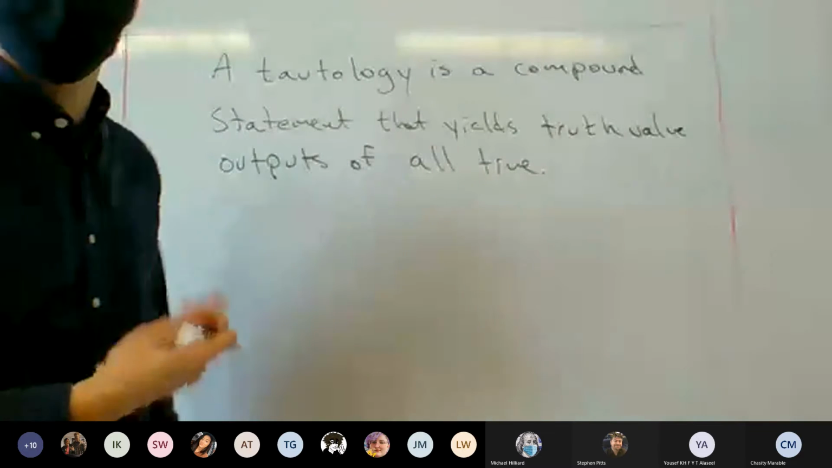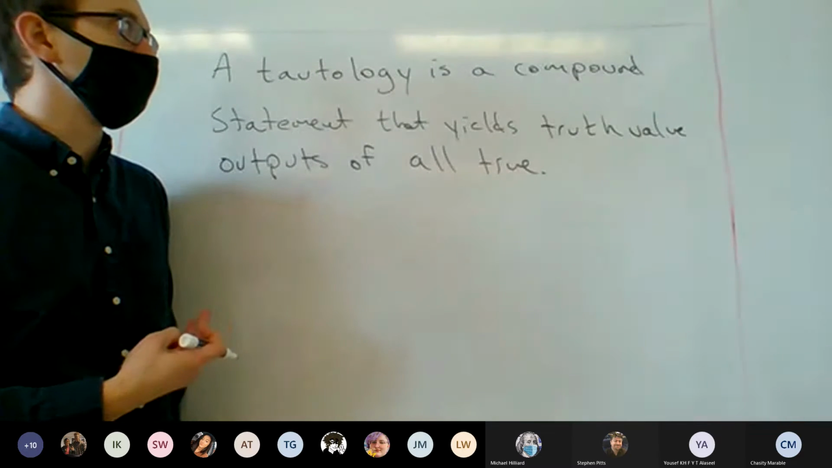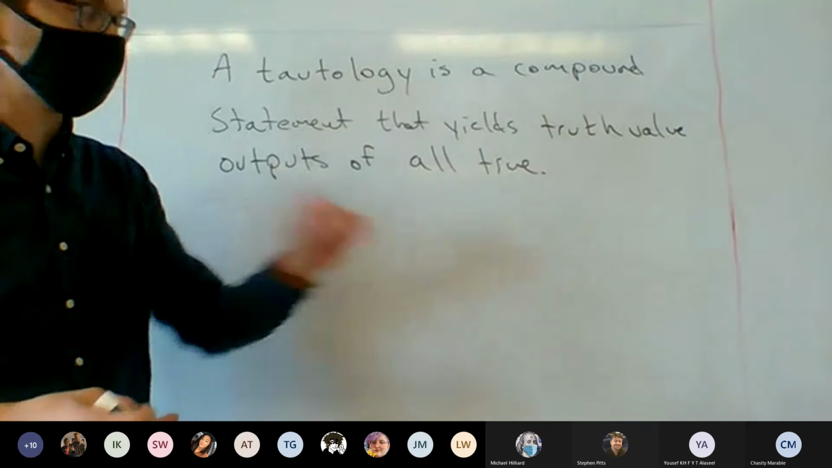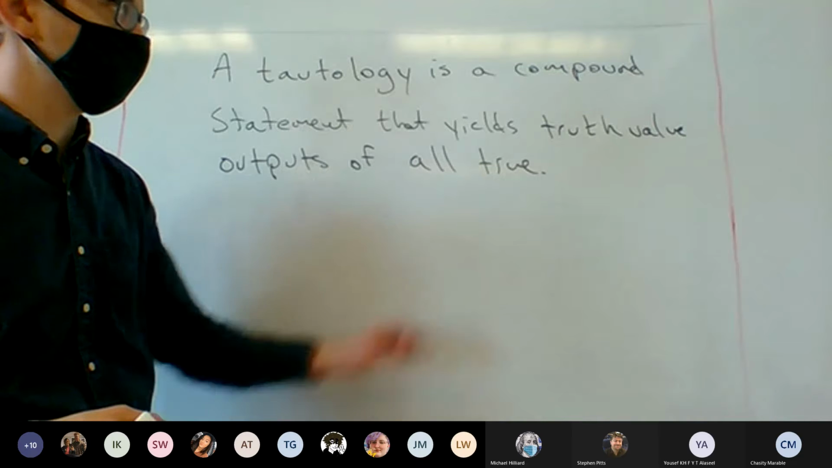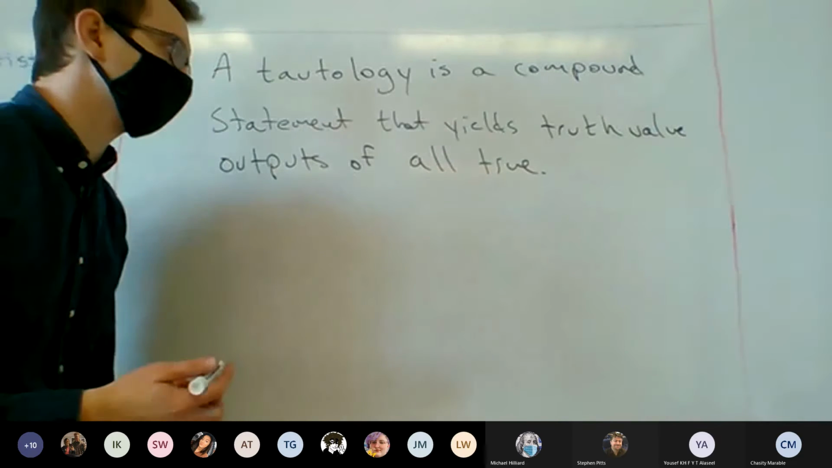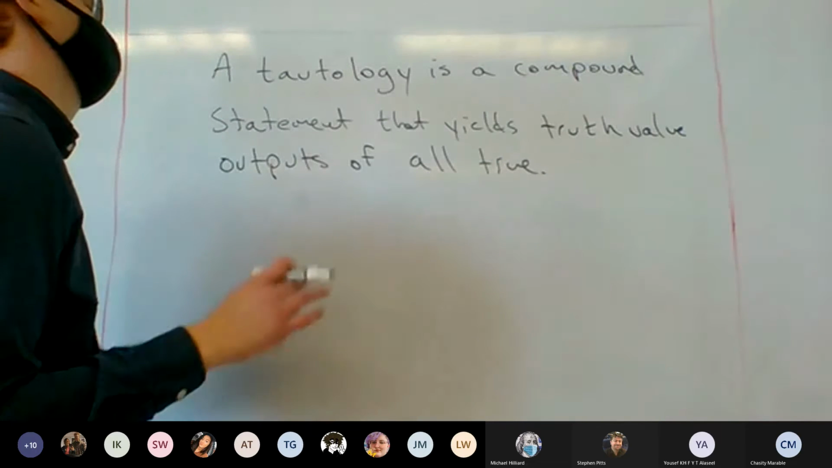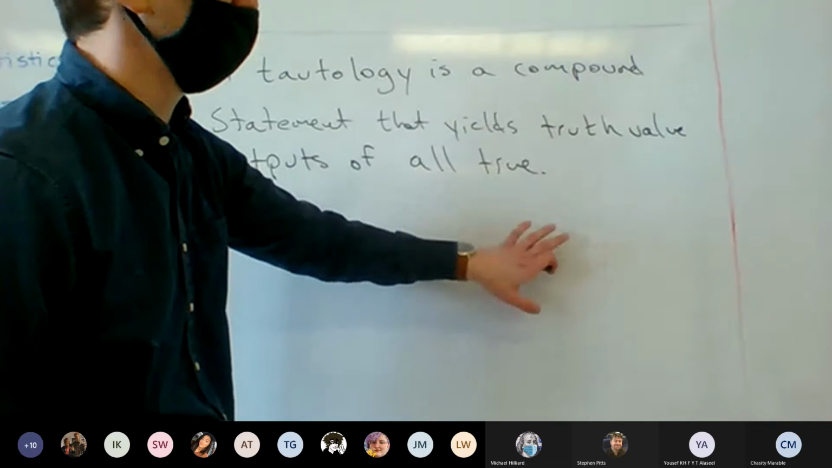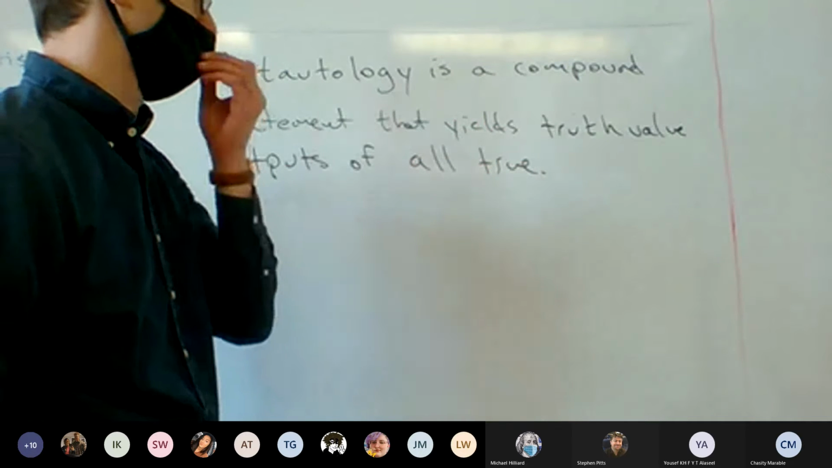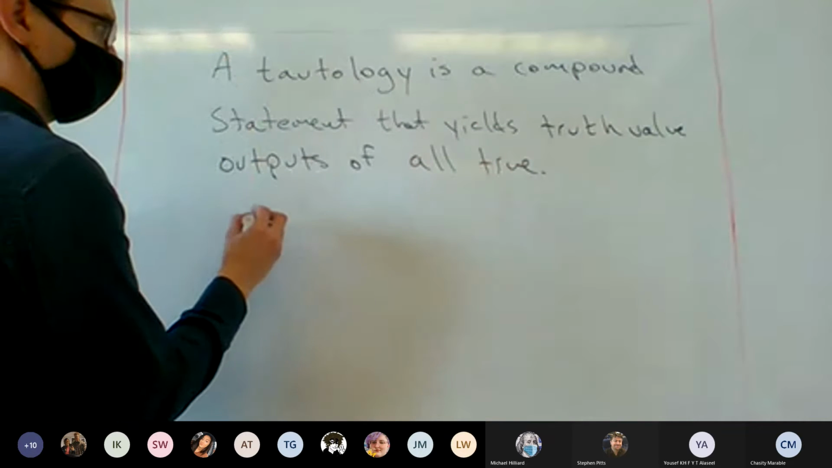Now in the homework, you might be asked, is this thing a tautology? And all you have to do is construct its truth table and look at the last column and see if it is indeed a tautology, by looking at all of its truth values and seeing if they're all true. I'm going to give you a real quick example of one.